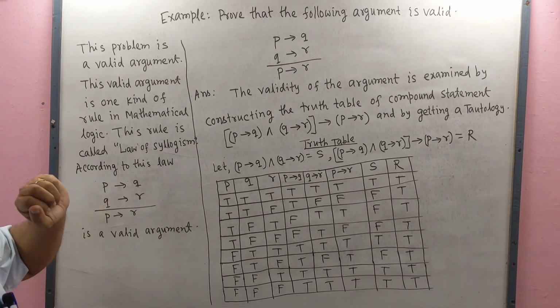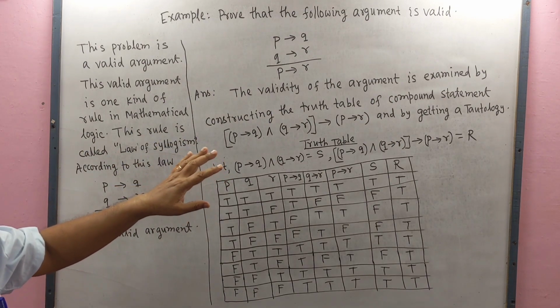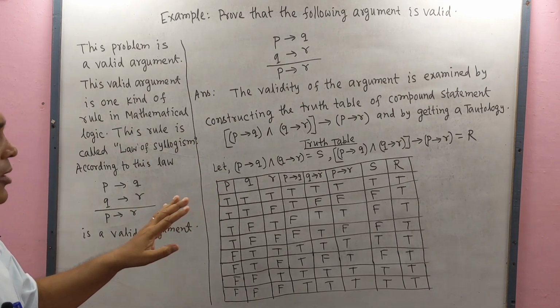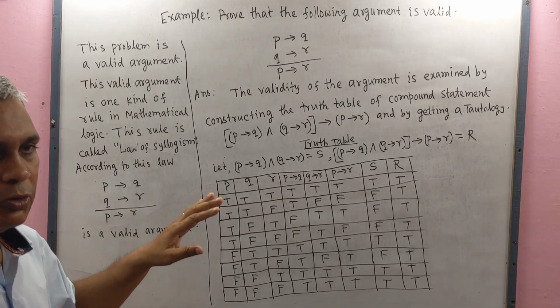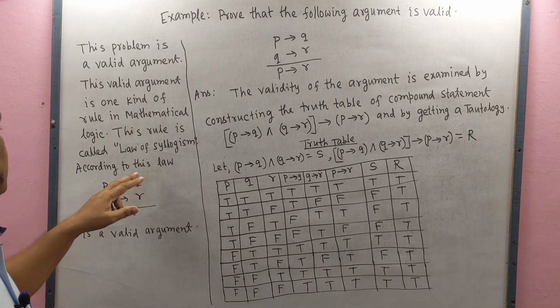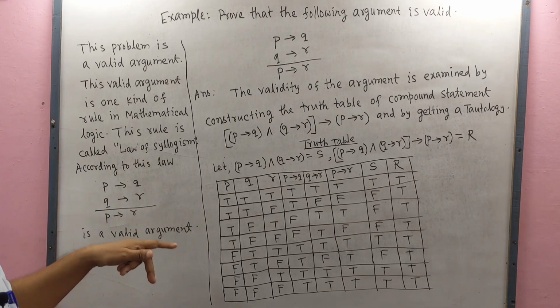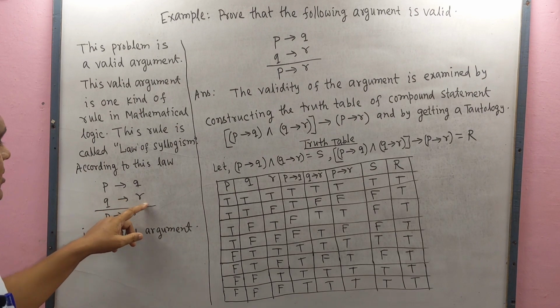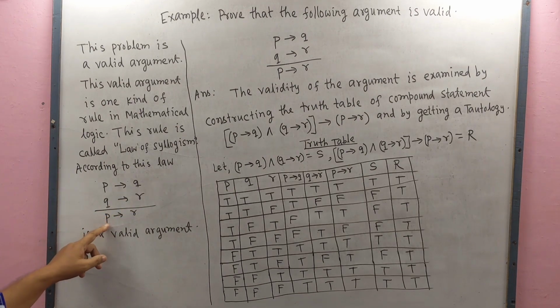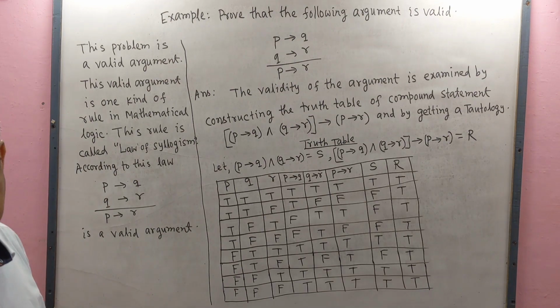This valid argument is one kind of rule in mathematical logic. This rule is called the law of syllogism. According to this law, P implication Q, Q implication R, then the conclusion P implication R is a valid argument.